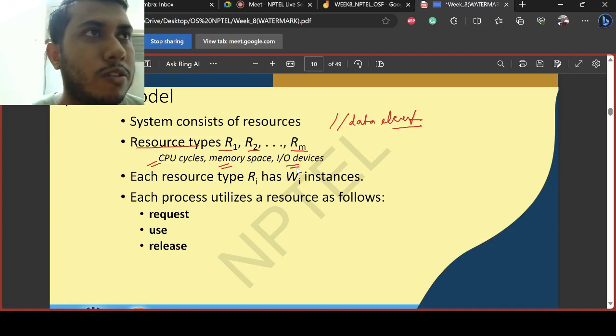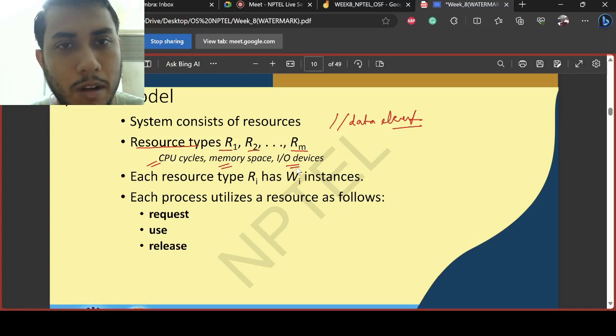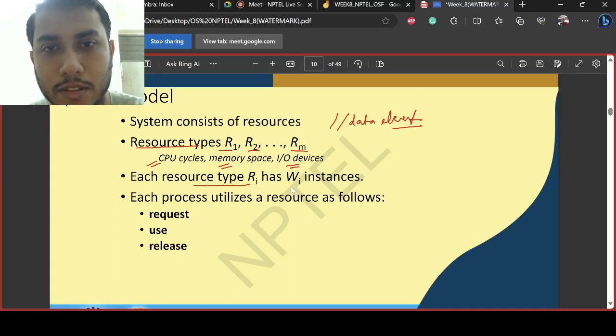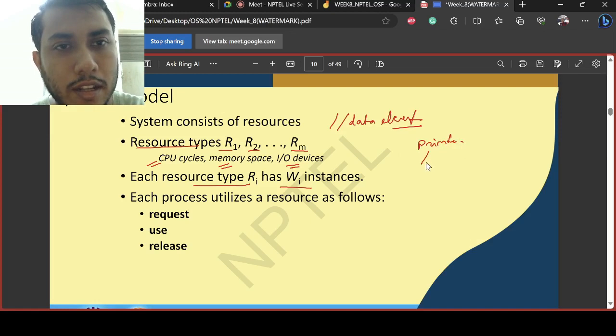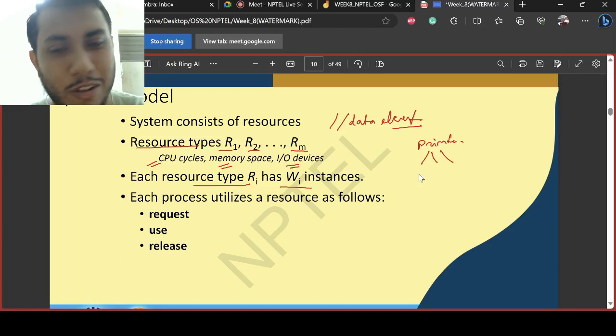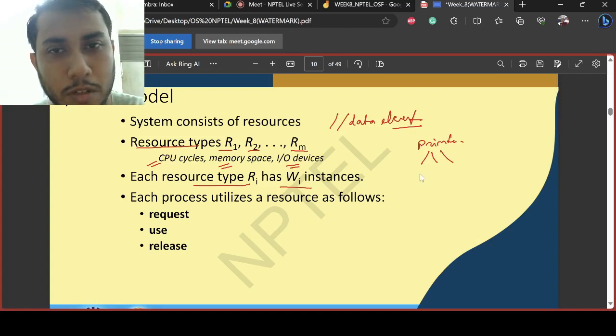So let's say you have a process P and you require access to a printer, let's say X. So the printer is a resource for that process. Each resource type has Wi instances. So for each resource type, let's say printer, there may be three printers. If you go to any Xerox shop or printout shop, you can find that there is more than one printer available, and all are connected to the same PC. So resource type Ri may have three printers.